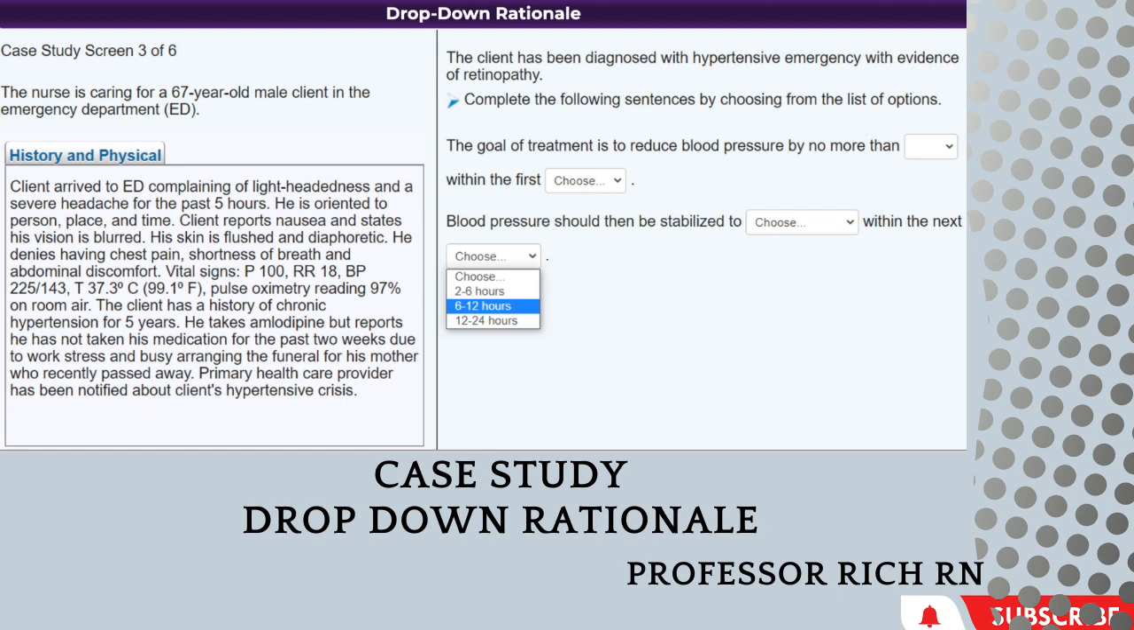the question here is the client has been diagnosed with hypertensive emergency with evidence of retinopathy. Complete the following sentences by choosing from the list of options. The goal is to reduce blood pressure by no more than blank, and you click on that. It's a drop-down box, and so there'll be several answers within that. Within the first, how soon do we need to do that? And again, there are going to be more answers. Blood pressure should be stabilized within the next, and then you're going to click however many hours. So again, that's a case study with drop-down rationale, and how you would approach that one.